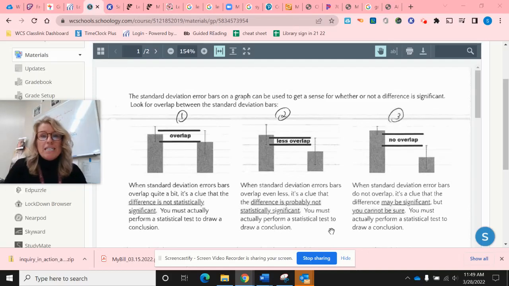Hi, everybody. It's Ms. Corcoran, and I'm here to give you a quick explanation about error bars because they are something you're likely to see on the AP exam.